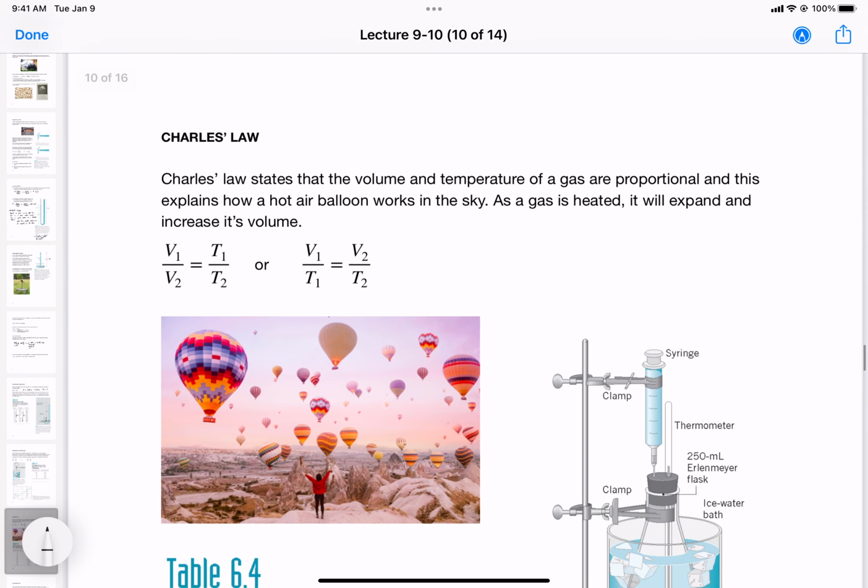One of the more important laws here is relating temperature to volume, Charles' law. The volume and temperature of a gas are proportional. This explains how a hot air balloon works in the sky, right? As you increase the temperature, you're expanding the volume, so you're increasing air in your balloon, and it'll help you float or fly. As gas is heated, it will expand, and that's how volume increases.